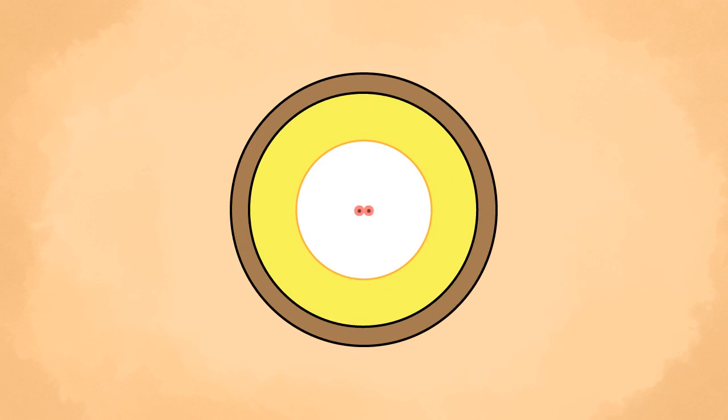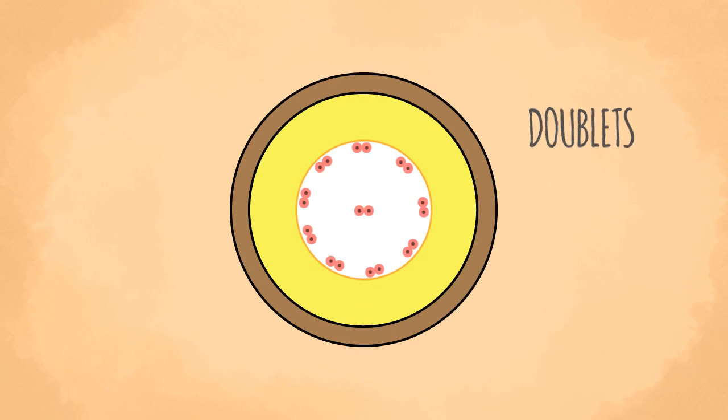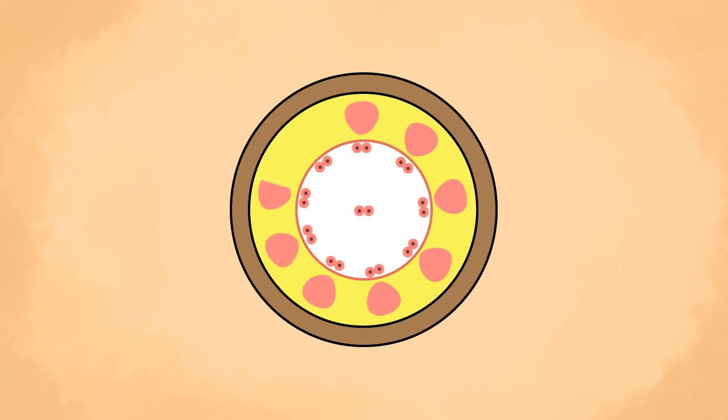The central pair of fibrils is surrounded by 9 pairs or doublets in a circle. Immediately outside the fibrils, there is a fibrous sheath. In addition to the doublets, the axial filament contains 9 petal-shaped fibrils, one such fibril lying just outside each doublet.